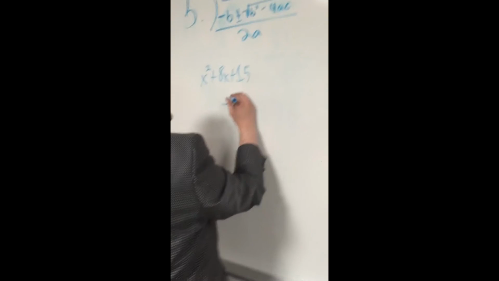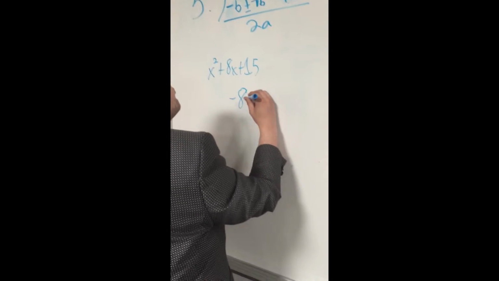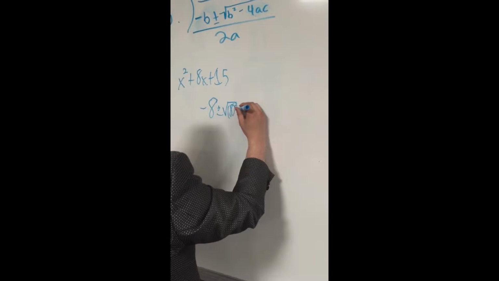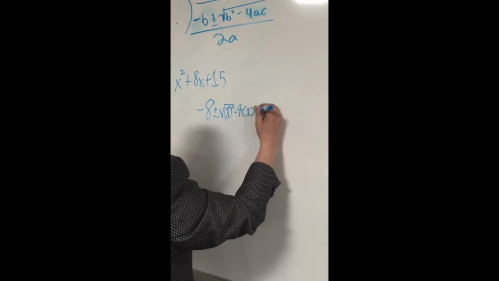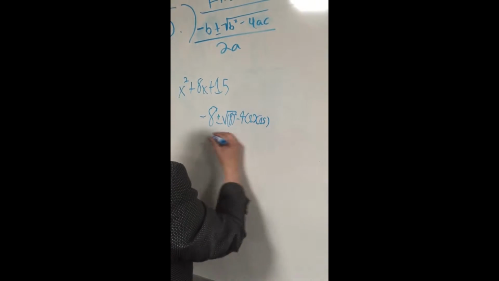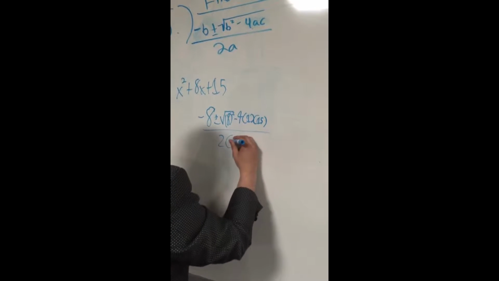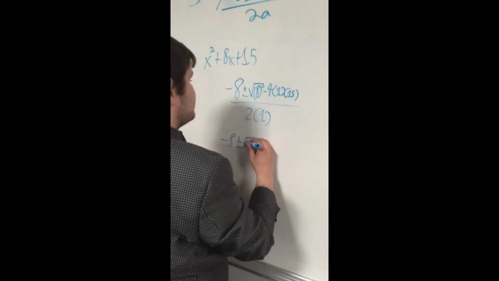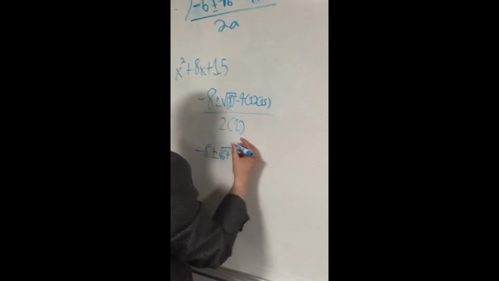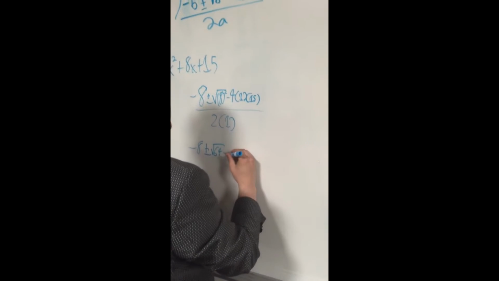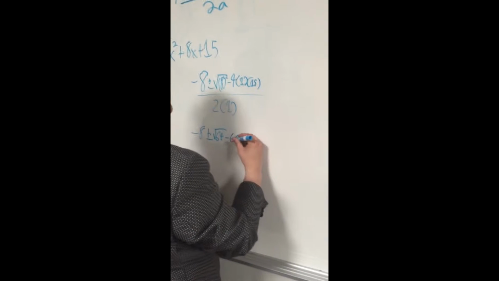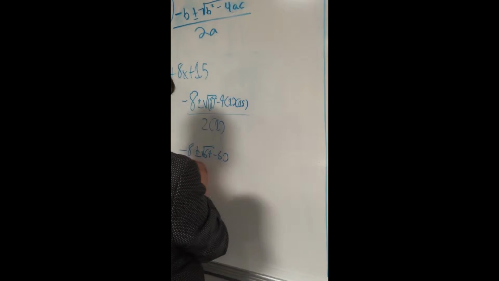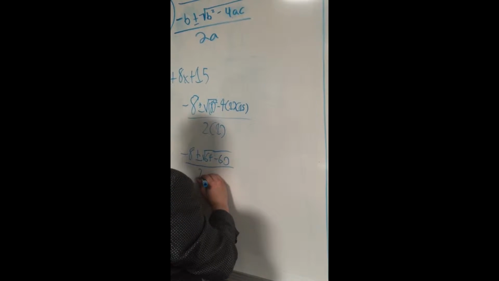So b is 8, so that'd be negative 8 plus or minus the square root of 8 squared minus 4 times 1 times 15, divided by 2 times 1. So we put them all together. 8 squared is 64, the same as 8 times 8, minus 60, because 4 times 1 is 4 and 4 times 15 is 60. Then 2 times 1 is 2, naturally.